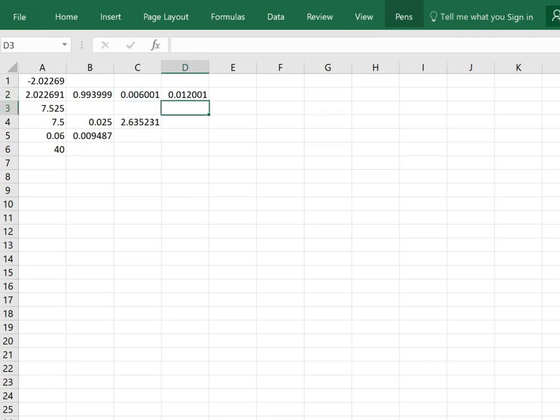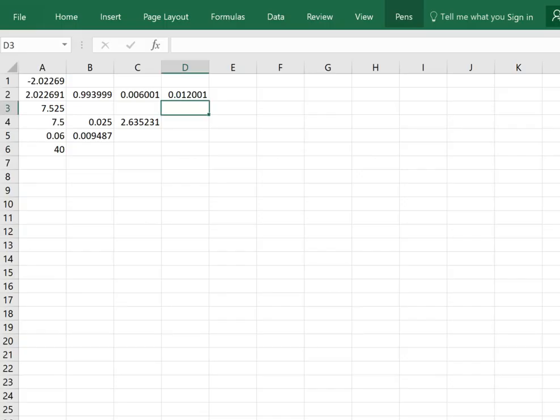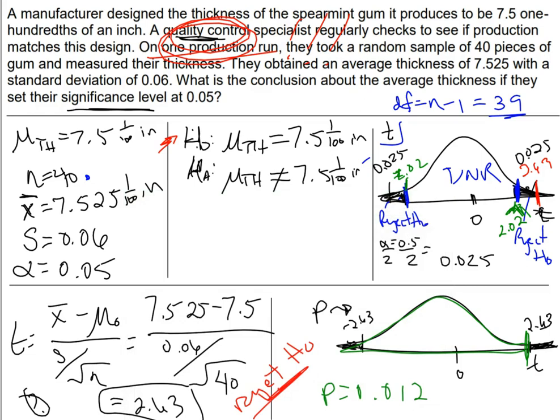The correct p-value associated with this hypothesis test is 0.012. The p-value is... was that what it was? I forgot. Yep, it was. P-values are always between 0 and 1.